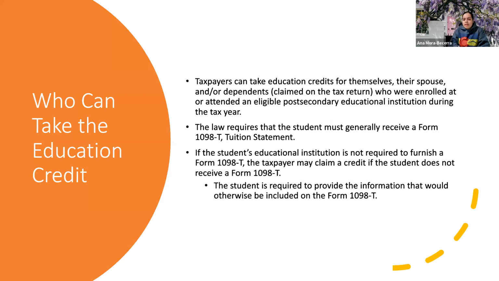This is talking about who can take the education credit. The taxpayer has to be taking it for themselves, their spouse, or a dependent who attended a post-secondary education institution. They do need to have the Form 1098-T. Sometimes students don't get that, but if they don't have it, they need to have all the information that would be on the 1098-T with them.